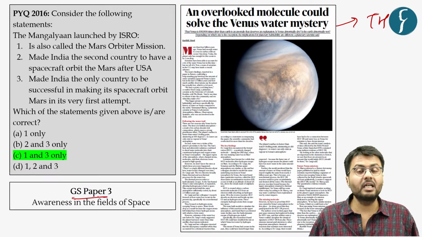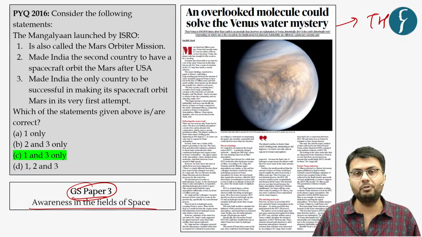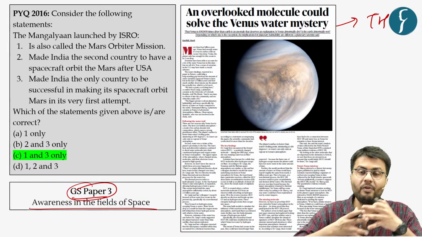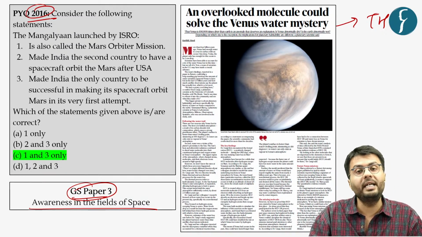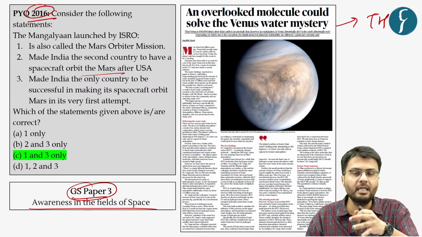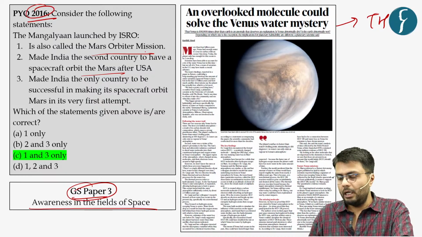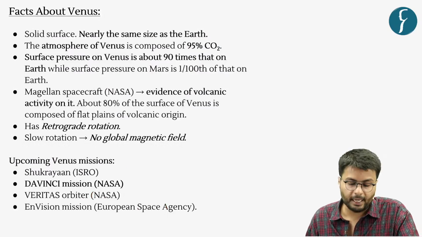Now, we are discussing this article because GS paper 3 highlights awareness in the field of space and also exploration of various other planets by countries. It was the subject of a UPSC question in 2016 because the question appeared on Mars and India's exploration of the planet through Mangalyaan. Now, in this regard, let us know more about what this Venus planet is.